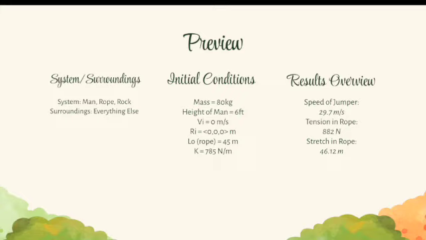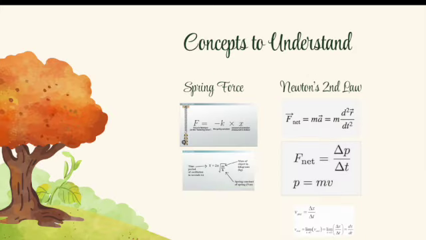And then for the results, the speed of the jumper was 29 meters per second at the fastest point. The tension in the rope was 882 newtons, and the stretch was 46.12 meters, or 1.12 meters.